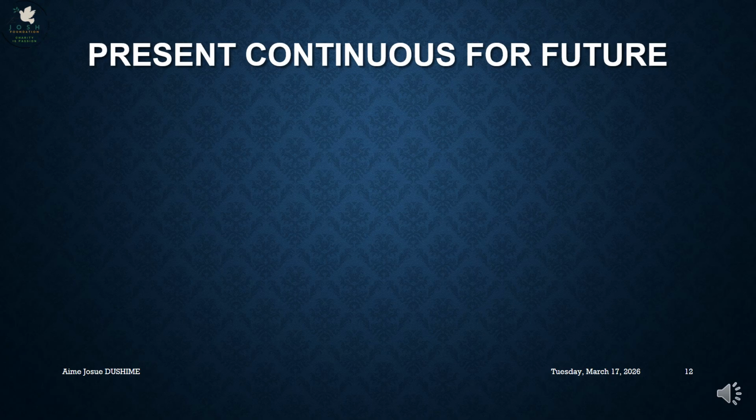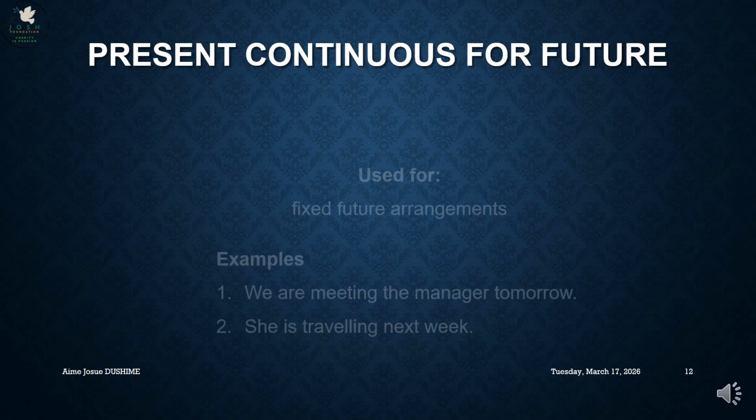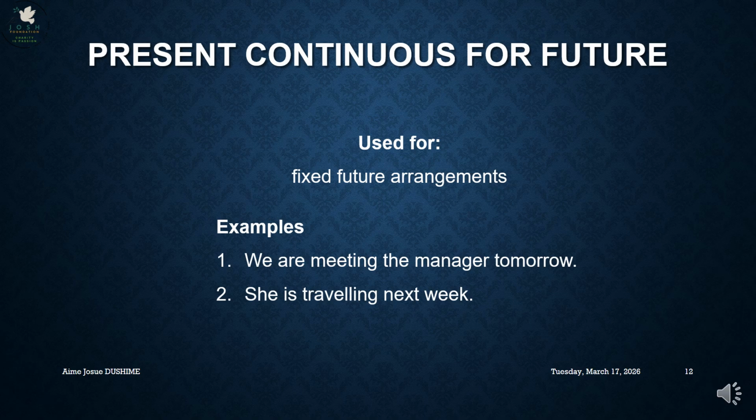Now let's see present continuous for future. When you say present continuous for future, we use it for fixed arrangements. When the arrangement is fixed, that's when we use present continuous for future. Example, we are meeting the manager tomorrow. It is a fixed plan, a fixed arrangement.